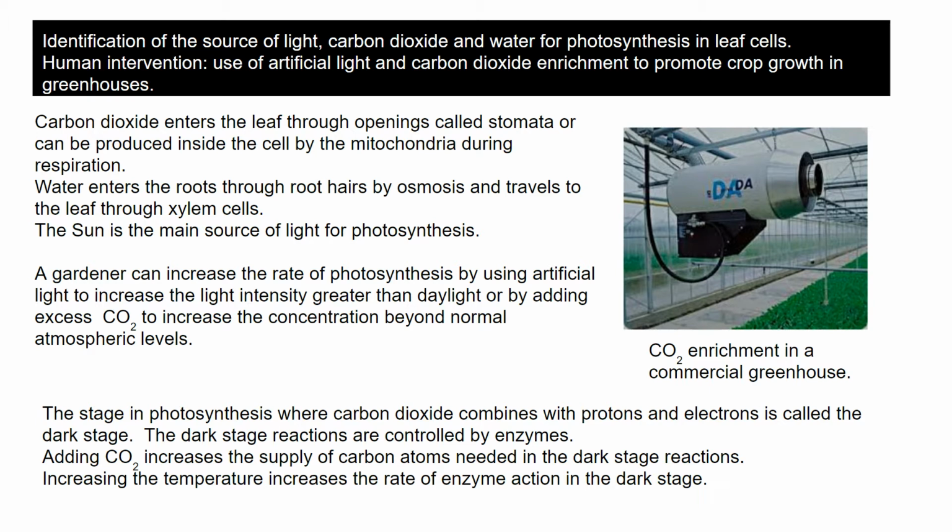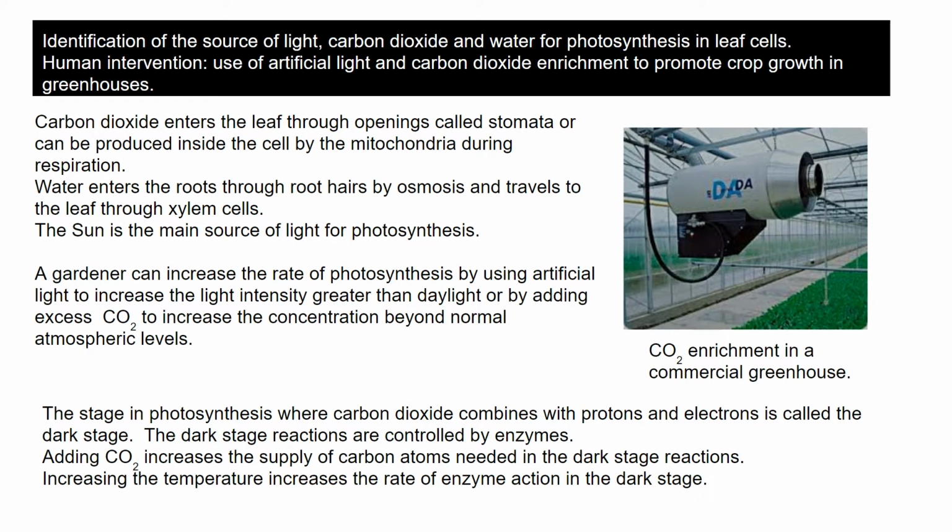Now we should know that we can increase the rate of photosynthesis by providing optimum conditions. A gardener can increase the rate of photosynthesis by using artificial light to increase the light intensity greater than daylight, or by adding excess CO2 to increase the concentration beyond normal. So anything that makes it brighter than it normally would be, or more CO2 than it normally would be, will increase the rate of photosynthesis.